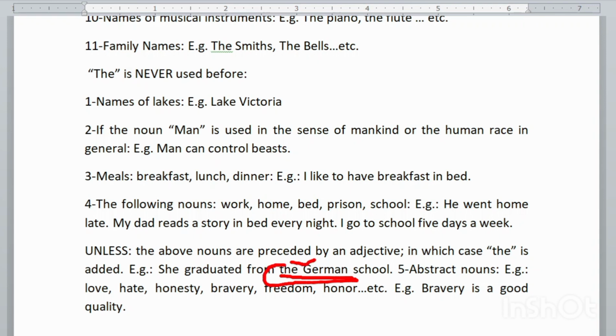Abstract nouns, for example love, hate, honesty, bravery, freedom, honor, etc. Bravery is a good quality. We cannot use the before bravery. We cannot say the bravery, and we cannot say the honesty. We cannot say the hate.